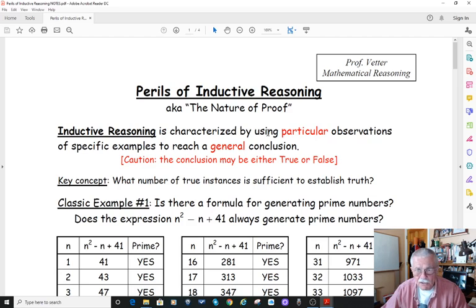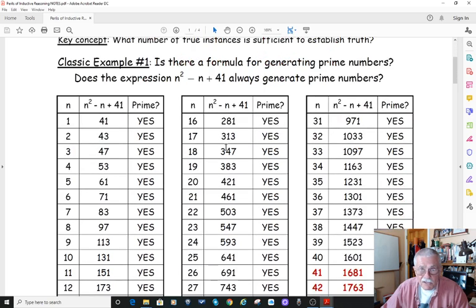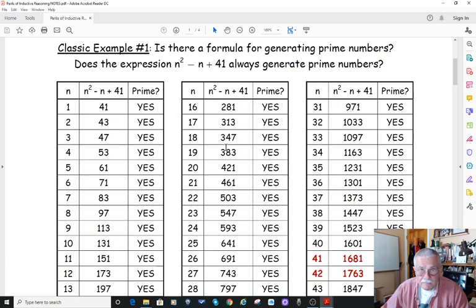to this idea of inductive reasoning, where we go from particular, in other words, individual observations that appear to be true, and then we want to reach a general conclusion. So, classic example one. Is there a formula for generating prime numbers? One expression which has been offered in the past is n squared minus n plus 41. And that seems to generate primes.